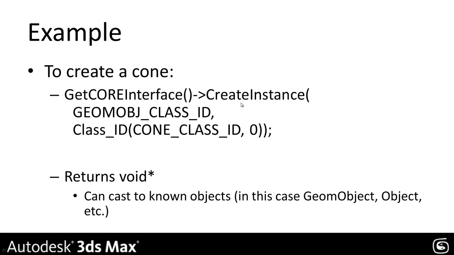So this create instance returns a void pointer, and so that's just to make it easy to return any type of object. But because the class IDs are so specific, you can safely cast directly to those known objects, and you can cast to any level. So for example, in the case of a cone, because it derives from geom object and ultimately from object, you can cast to any one of those levels within the hierarchy depending on what you need access to.